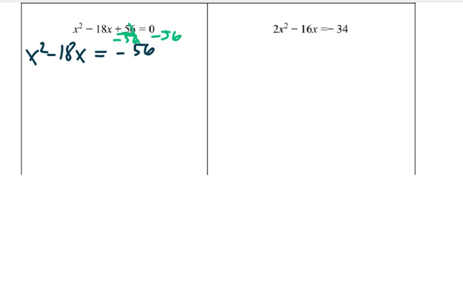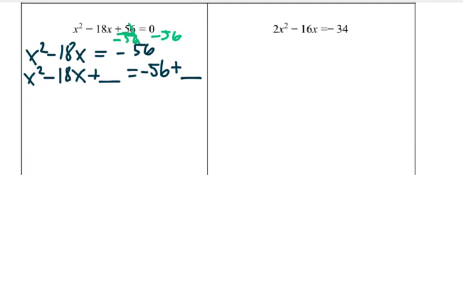And the way we're going to lay it out is the following. We're going to rewrite it. So I have x squared minus 18x, and I'm going to leave room for my square to be completed, is equal to negative 56. And because I'm adding a value to the left side of the equation, I need to add the same amount to the other side to keep my equation balanced without changing the meaning of this equation.